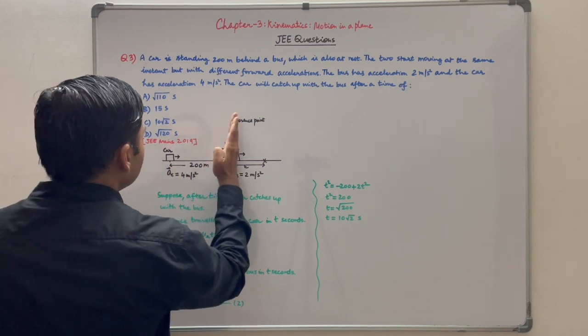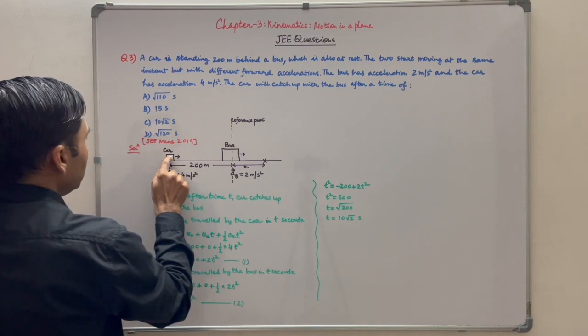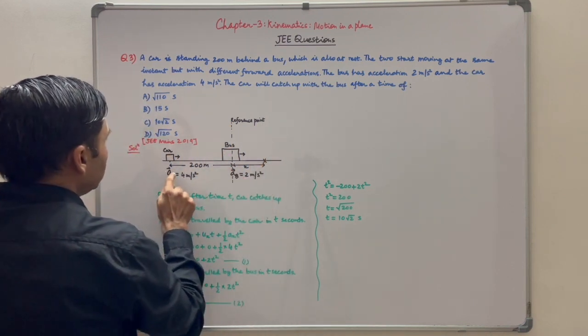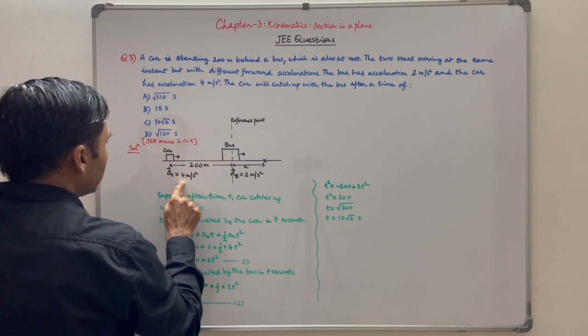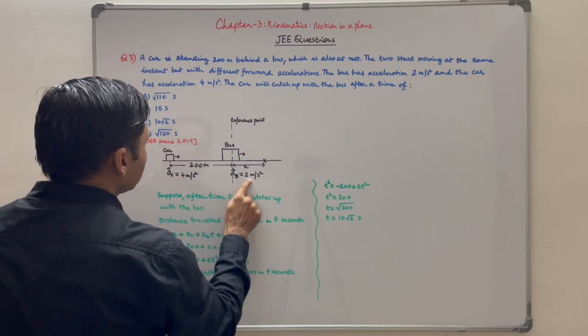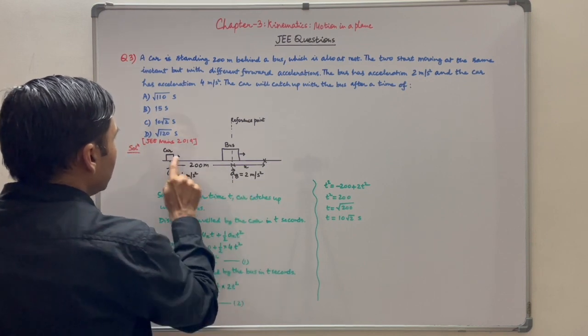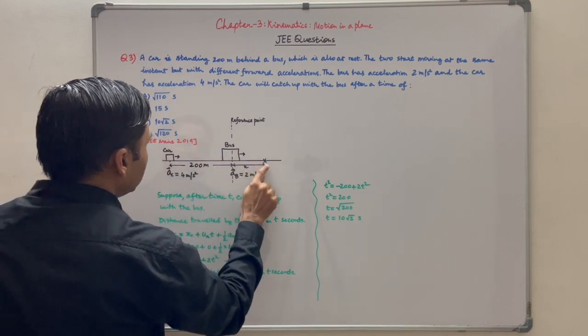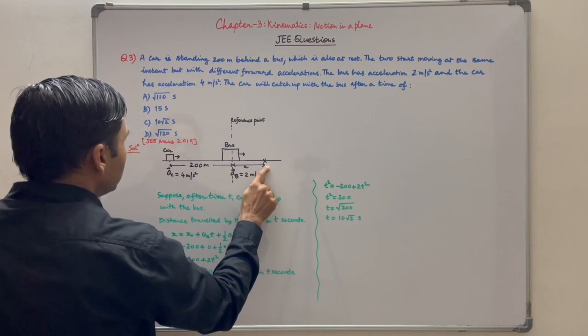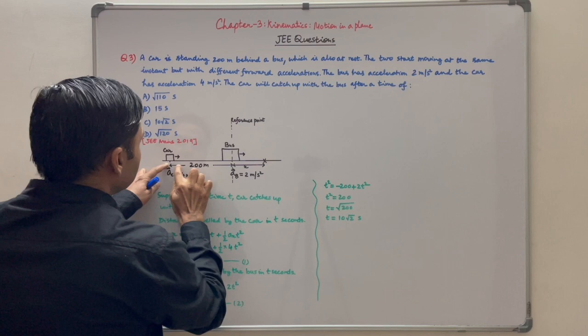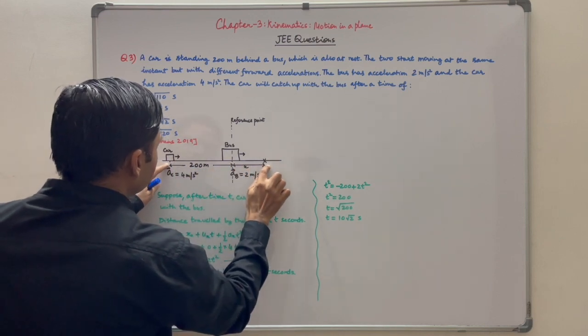This is our reference point. At t equal to 0, both start moving in forward direction with accelerations 4 meters per second square and 2 meters per second square respectively. Suppose after t seconds, car catches up with the bus at this point. In t seconds, bus travels a distance of x meter and car travels a distance of 200 plus x meter.